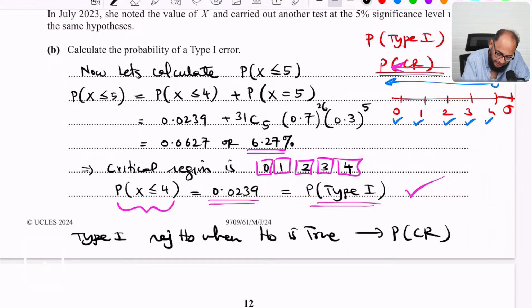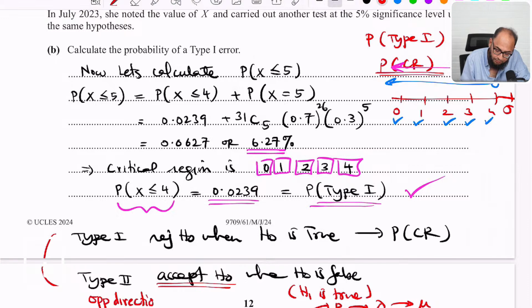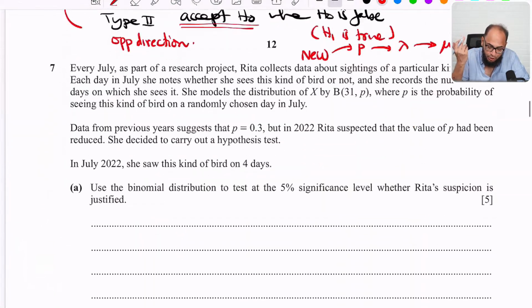On the other hand, if we talk about type 2, that is accept H naught when H naught is false. If H naught is false, then H1 is true, and they will give you a new value of either p or lambda or mu, and then you have to accept H naught. So these are in opposite direction. Got the idea? So you just change the direction and use a new value, you get the probability of type 2 error.